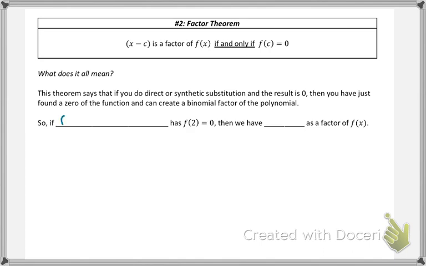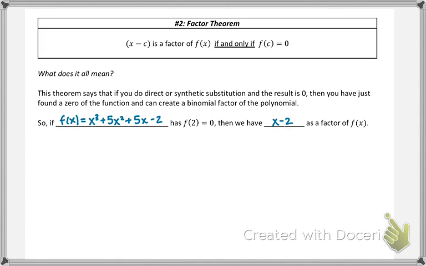So if f of x is equal to x cubed plus 5x squared plus 5x minus 2, you have this polynomial function. And if f of 2 equals 0, if that's true, then we can say that x minus 2 must be a factor of my function f of x. And to check to see if f of 2 really gives me 0, you could do one way or another. You can do direct substitution, or you could do synthetic substitution.